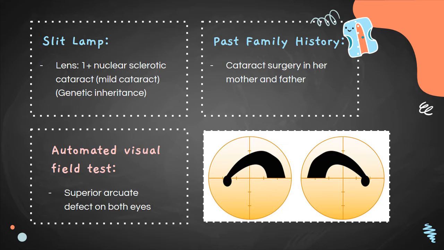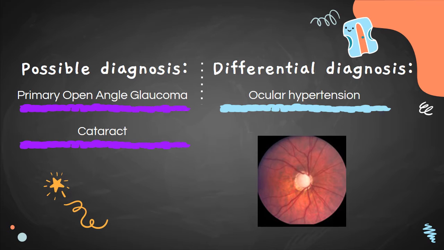After that, the visual field test shows superior arcuate defect in both of the patient's eyes. This is a high indication that the patient might have glaucoma. We concluded that the possible diagnosis of this patient is primary open angle glaucoma and cataract, while the differential diagnosis is ocular hypertension.